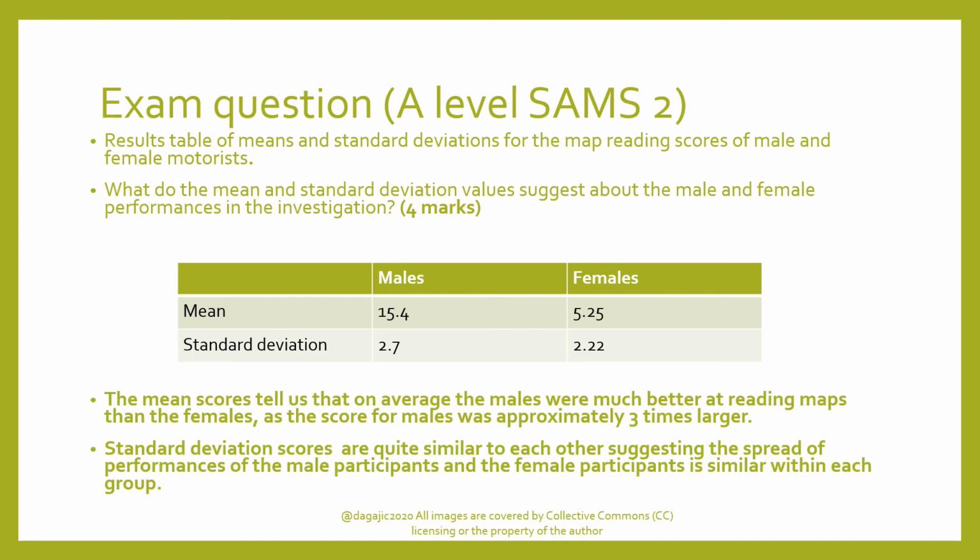So this answer would get full marks. The mean scores tell us that on average, the males were much better at reading maps than the females, as the score for males was approximately 3 times larger. Standard deviation scores are quite similar to each other, suggesting the spread of performances of the male participants and the female participants is similar within each group.